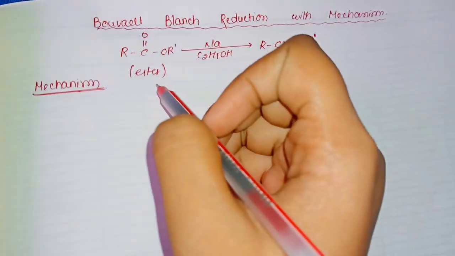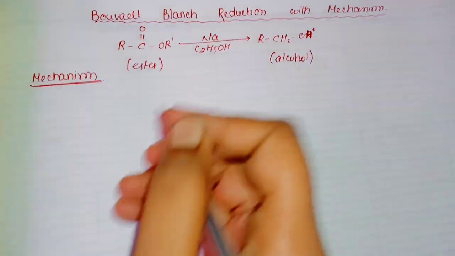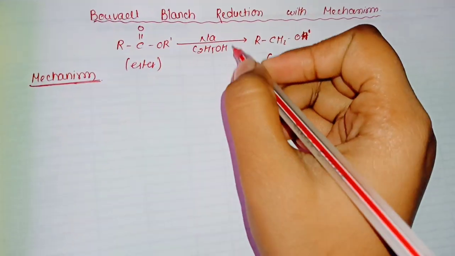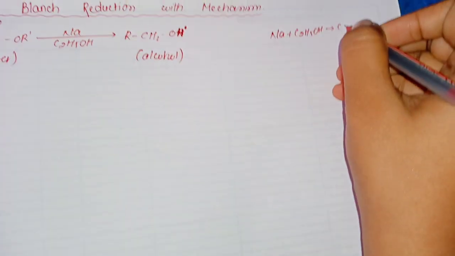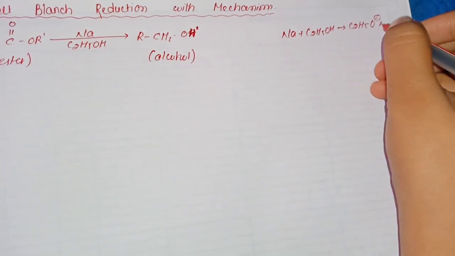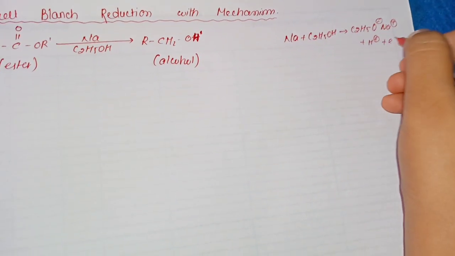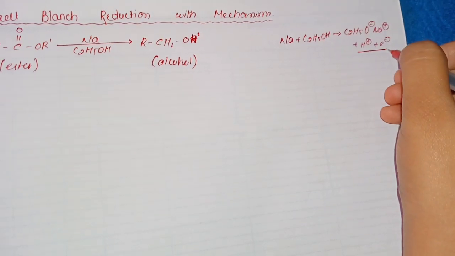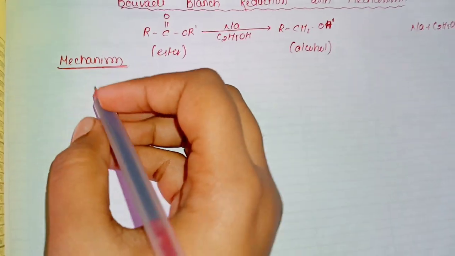Bouveault-Blanc reaction: an ester reacts with sodium and alcohol to give a primary alcohol. Here, the catalyst is written as sodium plus alcohol, that is, C2H5O⁻ Na⁺ with hydrogen and electron. Here the hydrogen and electron play an important role in its mechanism. Let us see its mechanism.